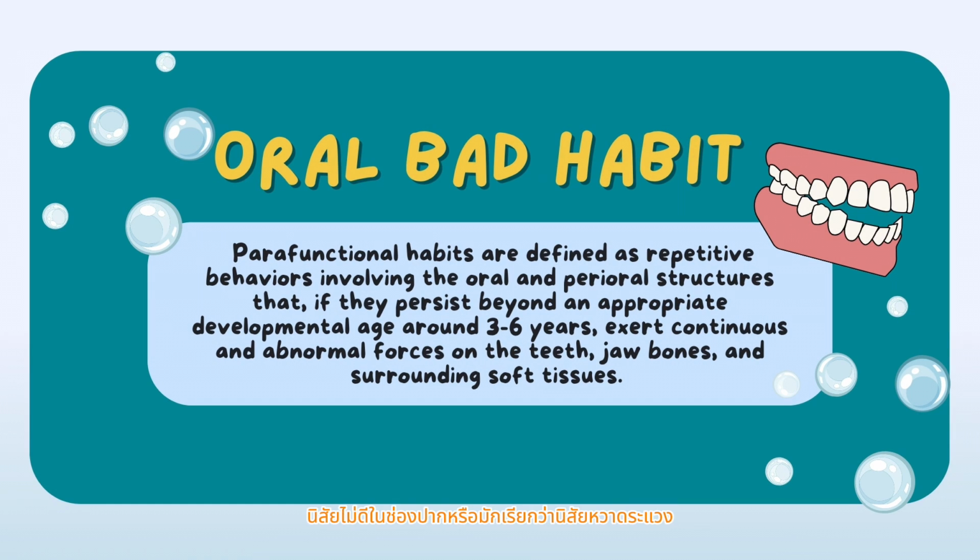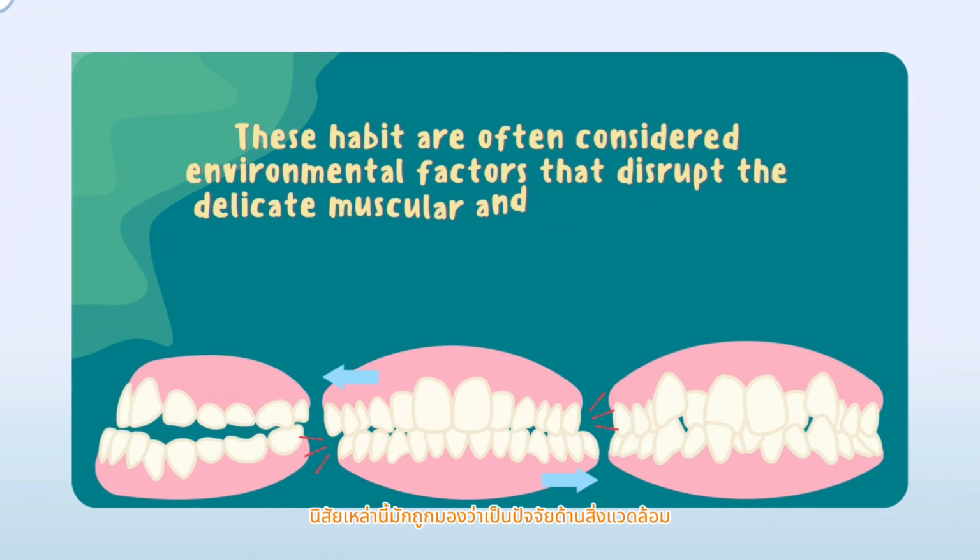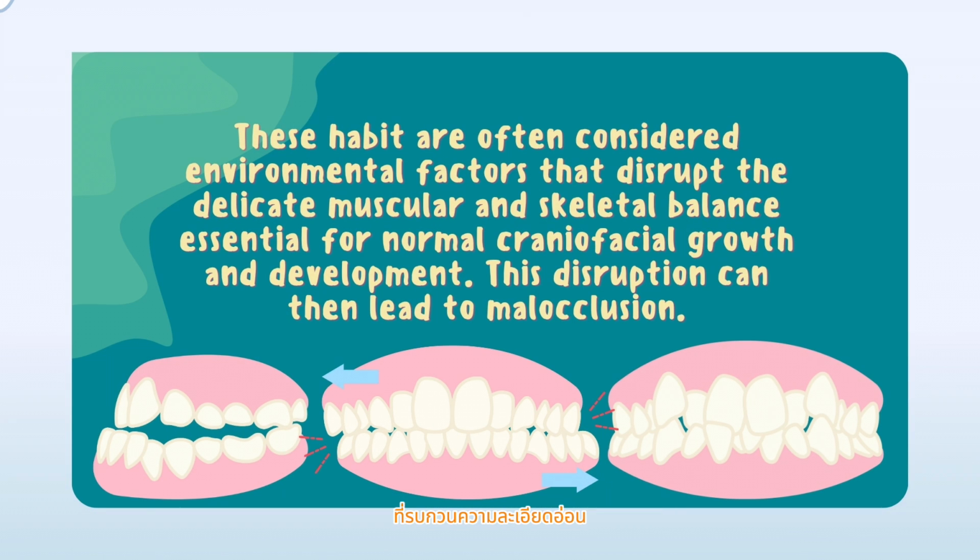Oral bad habits, often called parafunctional habits, are defined as repetitive behaviors involving the oral and perioral structures that, if they persist beyond an appropriate developmental age, around 3 to 6 years, exert continuous and abnormal forces on the teeth, jawbones, and surrounding soft tissues. These habits are often considered environmental factors that disrupt the delicate muscular and skeletal balance essential for normal craniofacial growth and development. This disruption can often lead to malocclusion.